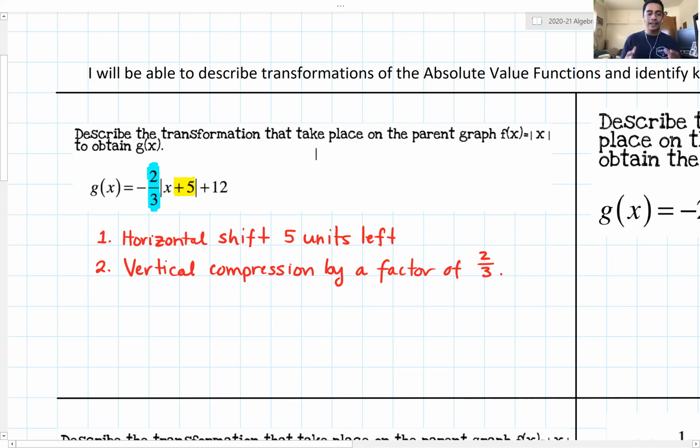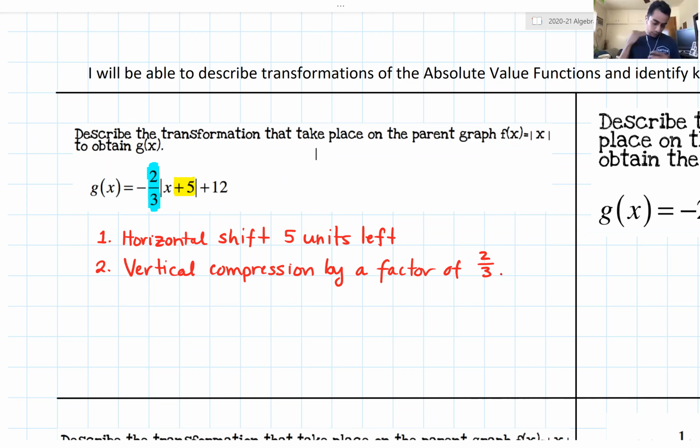Okay, and then that indicates that you're multiplying your value by 2/3, therefore creating the compression. Right, so it's a vertical compression by a factor of 2/3. You want to write it in that exact same format. All right, now sometimes you'll have vertical stretch, but you'll still use "by a factor of," and you'll have some number there.